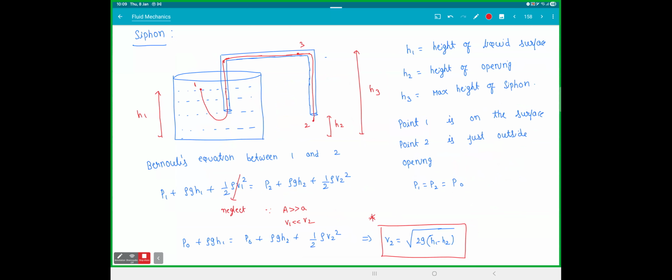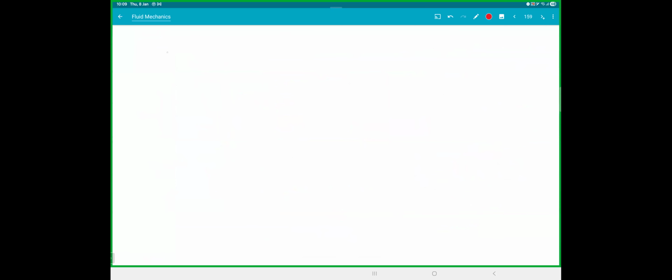That's about the siphon, but there's one issue: it doesn't work under a certain condition. If you look at point 3 now, if you apply Bernoulli between 2 and 3: P2 plus rho g h2 plus half rho v2 squared equals P3 plus rho g h3 plus half rho v3 squared. V2 is equal to V3 because the area is the same.